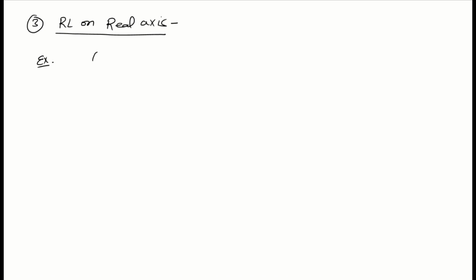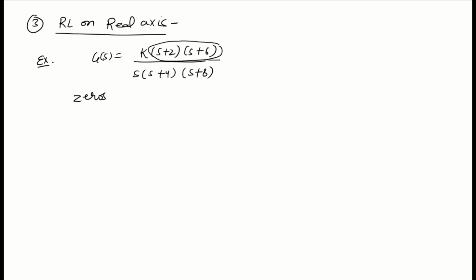Suppose we have G(s) equals K(s + 2)(s + 6) divided by s(s + 4)(s + 8). In this problem we need to find out which section of the root locus lies on the real axis. Now, to calculate the zeros, we equate the numerator to 0, so s equals minus 2 and minus 6 are the zeros. The poles are found by equating the denominator to 0, so s equals 0, minus 4 and minus 8. We already discussed that zeros are represented by O and poles are represented by X.